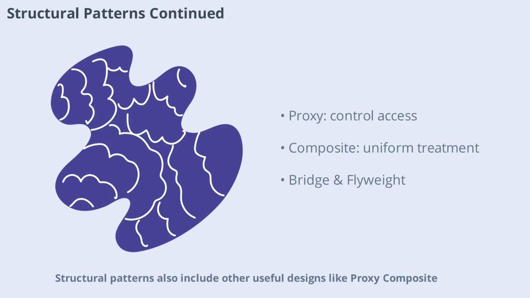Structural patterns also include other useful designs like proxy, composite, bridge, and flyweight. Each of these patterns addresses different challenges in structuring your code. For example, the proxy pattern controls access to objects, while the composite pattern lets you treat individual objects and groups of objects uniformly. Understanding these patterns gives you more tools to build robust Java applications.